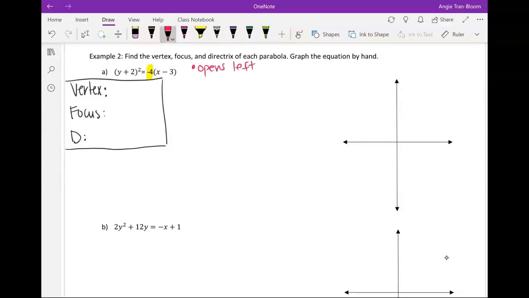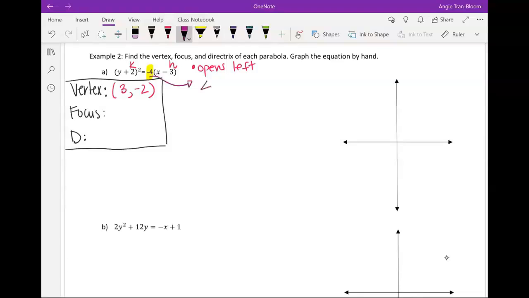Okay. We have a few things we can find right away. First thing is we are going to find the vertex. The vertex is going to be your h comma k. So h is going to be 3 and your k is going to be -2. Next, we need to find an a value so that way we can locate the focus and the directrix.